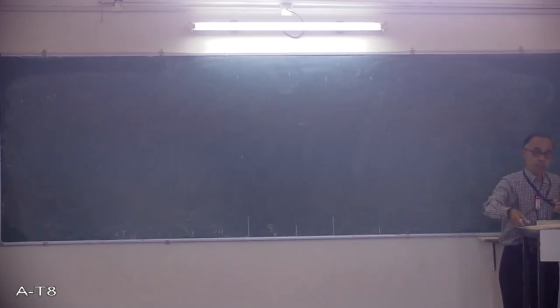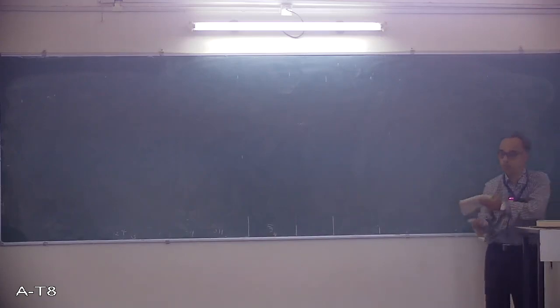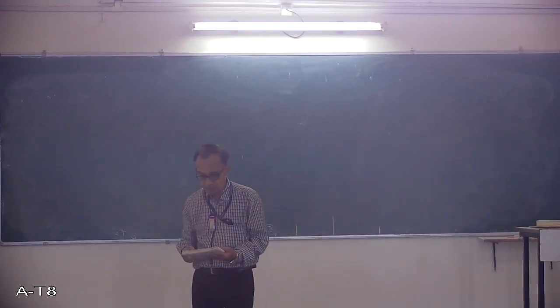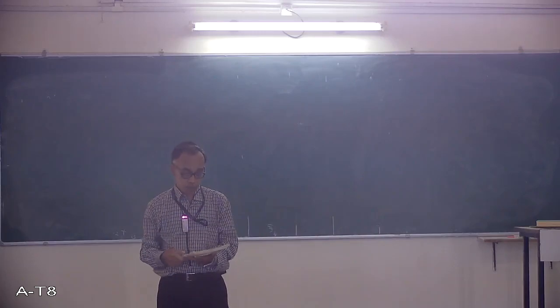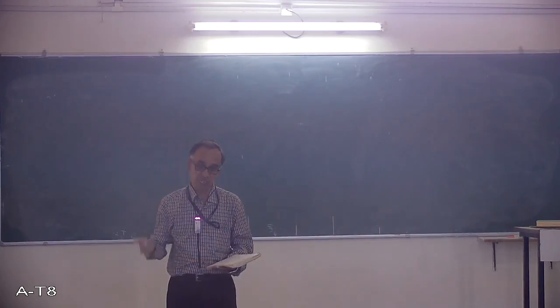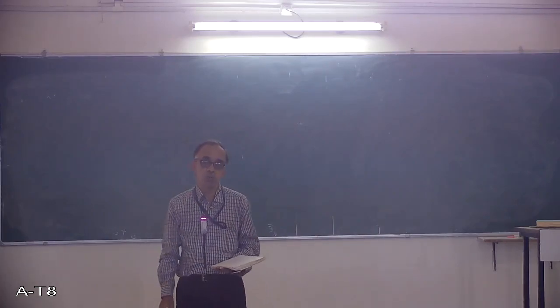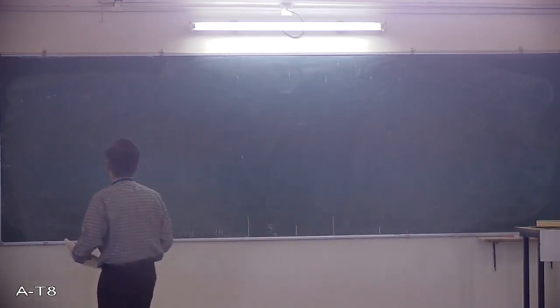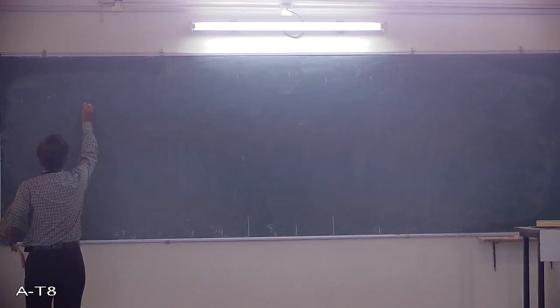So let me read the example here first. Find the centroid of the shaded portion with respect to the given x and y axis. Once again I told you, he has given the x and y axis. We cannot choose our own x and y axis. Let me draw the figure here, and I repeat the problem once again.